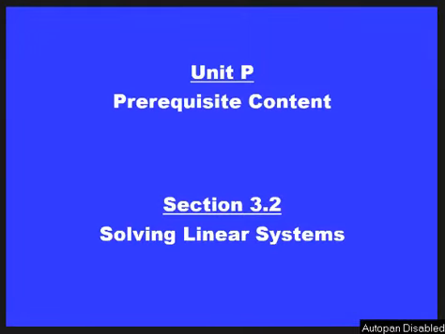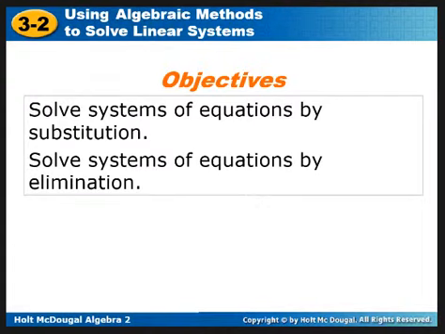Alright, today we're going to take a look at the last section in our introductory unit that we've been going through. Now we're going to jump to chapter 3 and we're going to talk about solving what are known as linear systems. Basically, a linear system is just a combination of two or sometimes more than two linear equations. Alright, so we're going to look specifically at two different methods for how we can solve these.